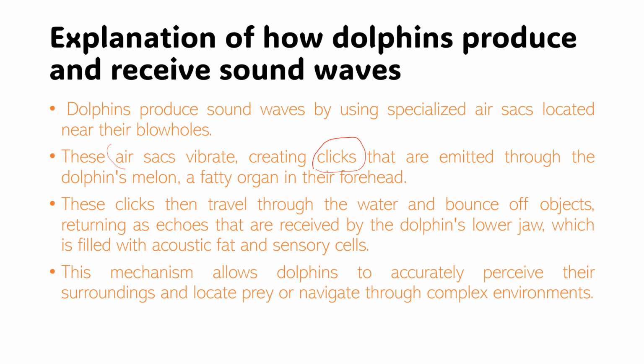So, they are received by the dolphin's lower jaw, which is filled with acoustic fat and sensory cells. Now, these acoustic fat and sensory cells actually process the signals to accurately perceive their surroundings and locate prey or navigate through the complex environment.